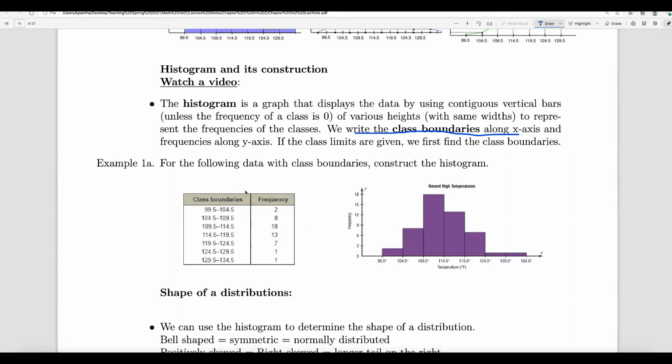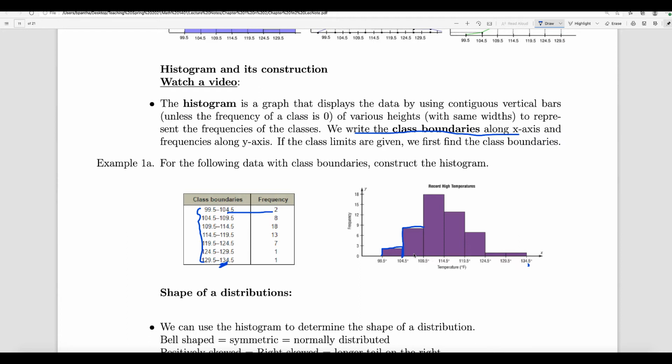For example, look at this. This is an example of grouped data, right? Class boundaries are given, frequencies are given. Now, to draw the histogram, you need to plot all these class boundaries, all the lower limits and the upper limit of the last class, along the x-axis. See, 99.5, 104.5, 109.5, and so on. You write all those. And then between 99.5 and 104.5, the height is 2, so you draw a rectangle of height 2, like that. Similarly, between 104.5 and 109.5, the frequency is 8, so you draw a rectangle of height 8. And you continue that way.